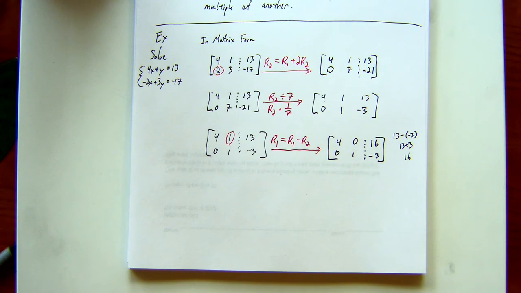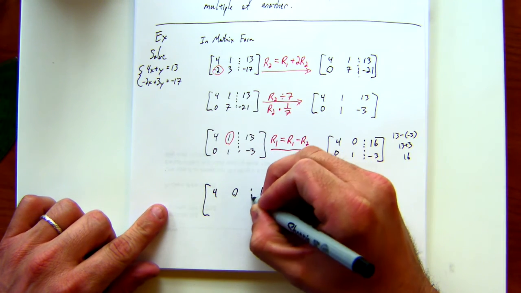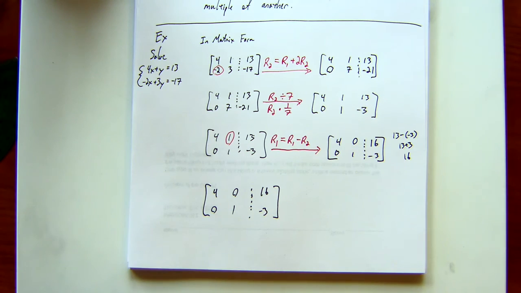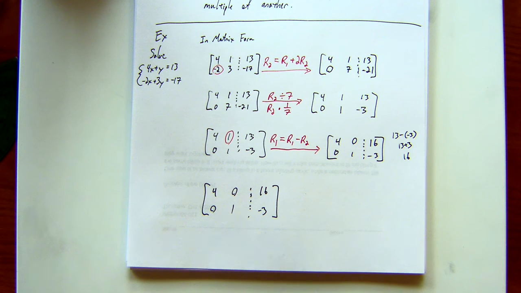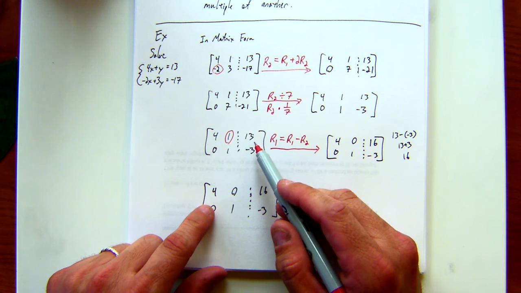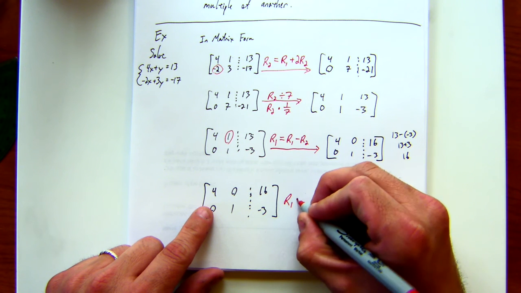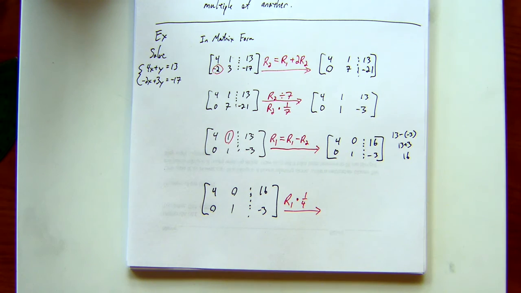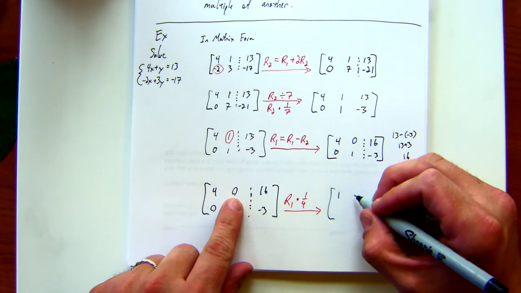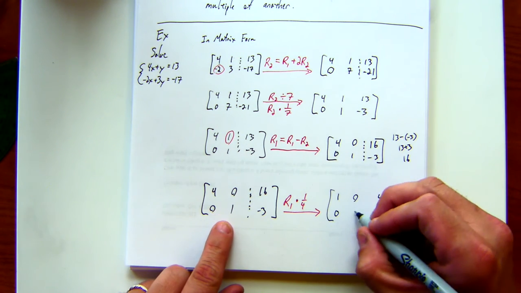Okay. Now what's the last thing I want to do? Divide by 4. Notice that it's going to be a little easier to divide by 4 now. Why? Because all of row 1 is now divisible by 4. So earlier I would have had this 13 divided by 4. That's not a good number. 16 divided by 4 is not too bad. So row 1 times a 1/4. This gives me the matrix. Well, 4 divided by 4 is 1. 0 divided by 4 is still 0. 16 divided by 4 is 4. And then row 2 doesn't change.